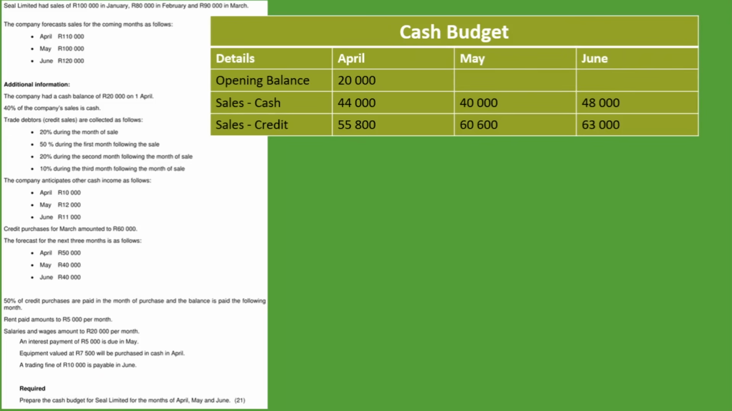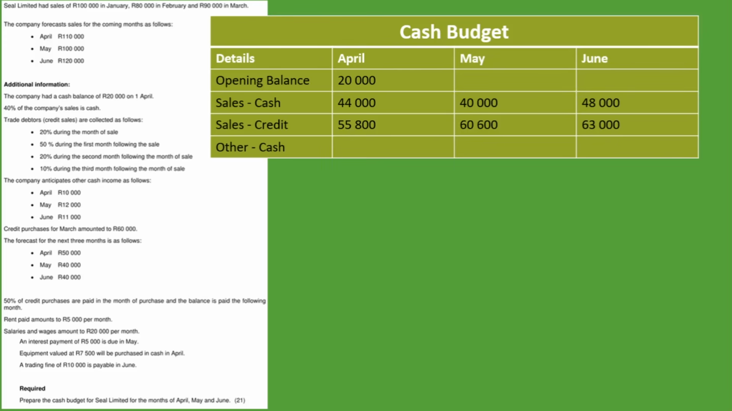Here we are told that the company anticipates other cash income as follows. So here we go to other cash income. We have for April, May, and June. So we have to include that in our cash budget because that is cash moving in or coming into the business. That is a cash inflow. So let's put that down.